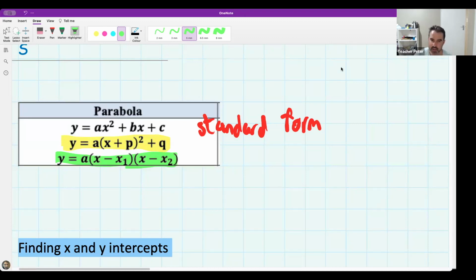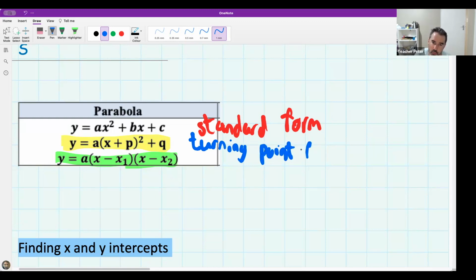Don't know. Okay, so that is why I'm here to help. So the second one is called the turning point form. And if a parabola is written in this form, the turning point will actually be minus p, q using this format. And I'll give you some actual examples in a moment, but really, that's an important idea.